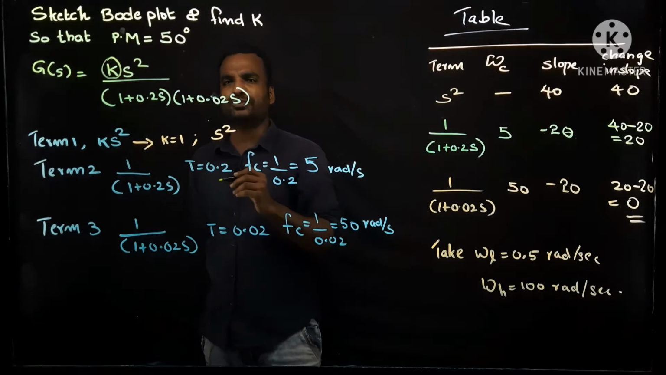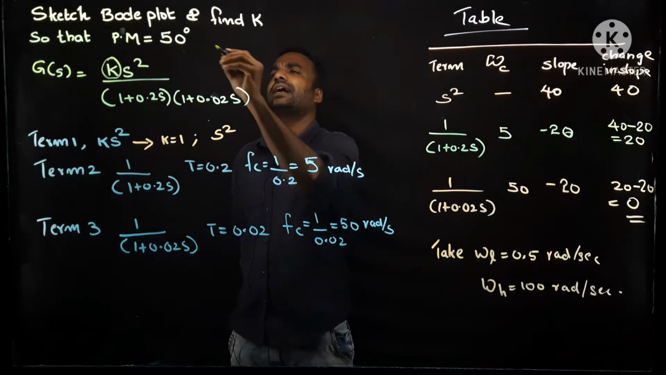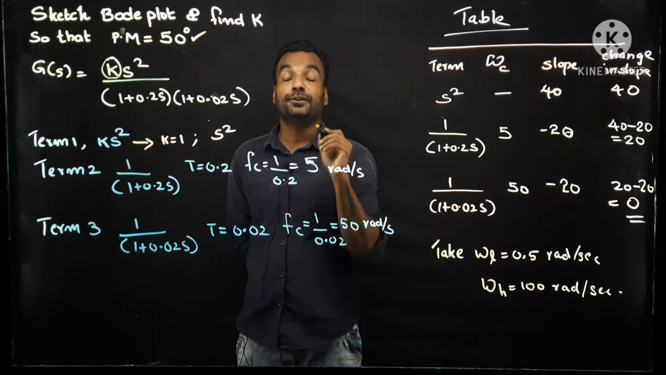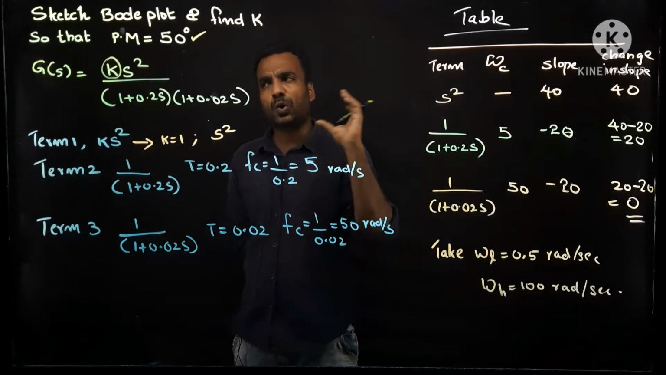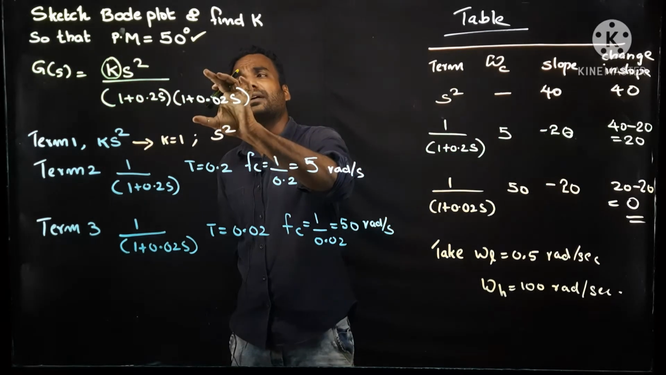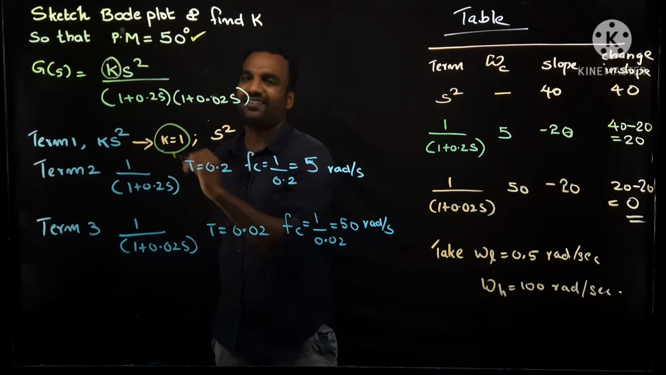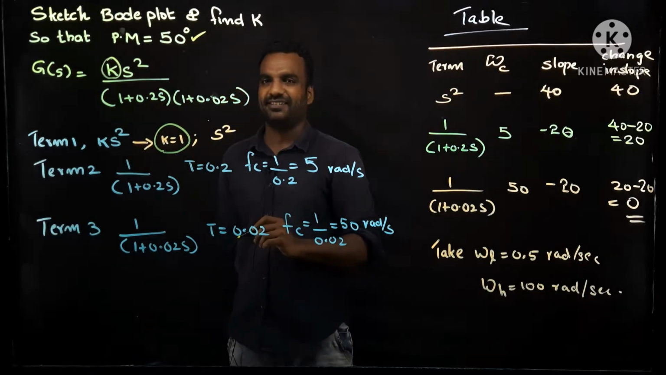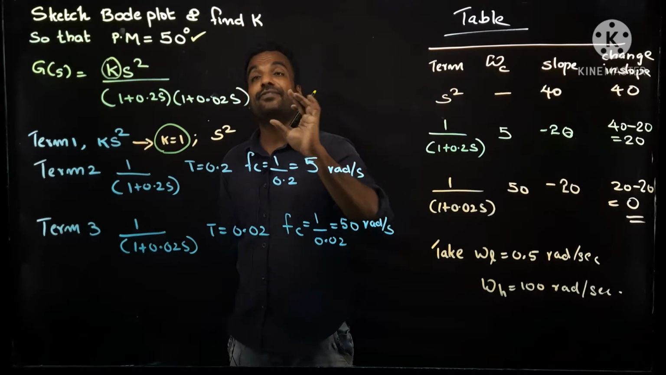So what is the question? Sketch the Bode plot and find the k so that phase margin is 50 degree. So phase margin is given as a condition. We have to draw the Bode plot initially with k equal to 1. Please note it. We have to draw initially with k equal to 1.